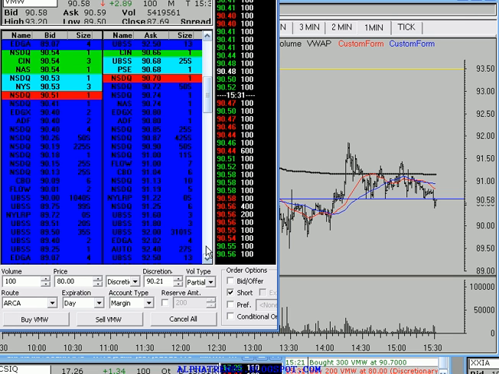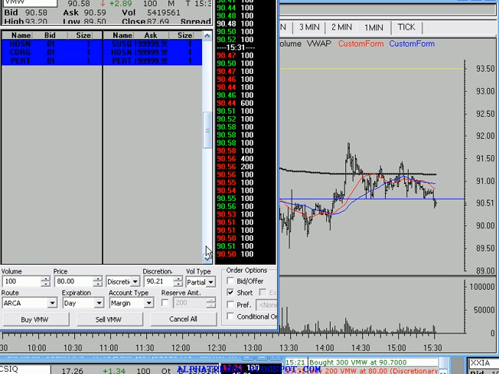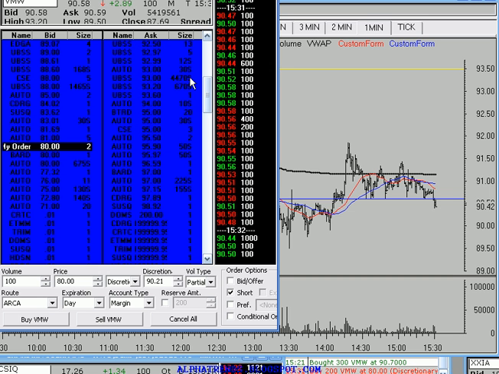So if we look down the level 2 screen, what you'll see is as I go further and further down, let's see, there it is. There's my order showing at $80 a share. So no one sees it except you guys know it's there. But you never know when I'm going to be there.